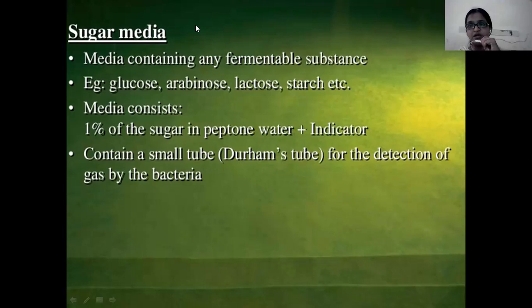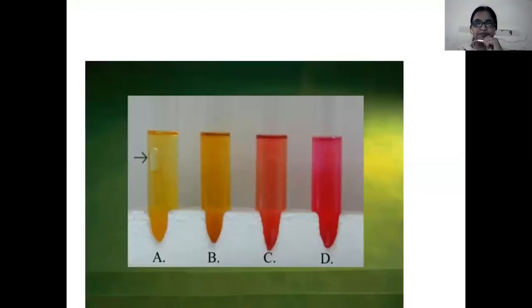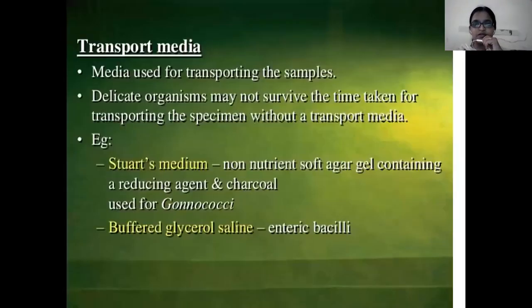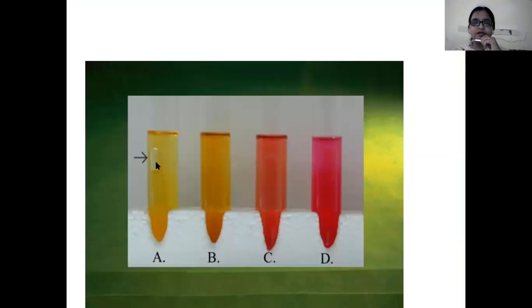usually used in the MPN method, the most probable number method, for testing of water samples, where we are adding peptone water, Durham's tube and sugar to the media. There, these coliforms, if they are present, will grow and produce gas which can be trapped in this Durham's tube. By this gas production, we can identify the coliforms. Here we can see the gas production in these Durham's tubes.